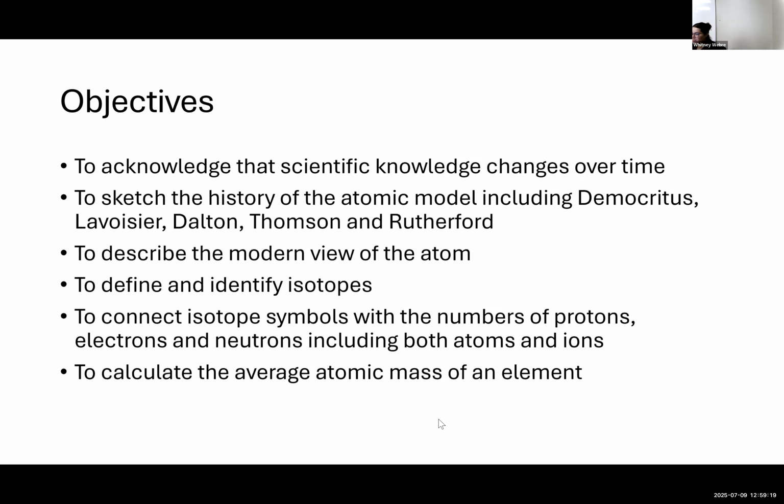We're going to connect isotope symbols, the numbers of protons, electrons, and neutrons, and of course relate them to the periodic table. And then we're going to end on calculating the average atomic mass of an element. The actual average is the atomic mass that's on that table. But how do we figure out that number? I'm going to show you how we do that.